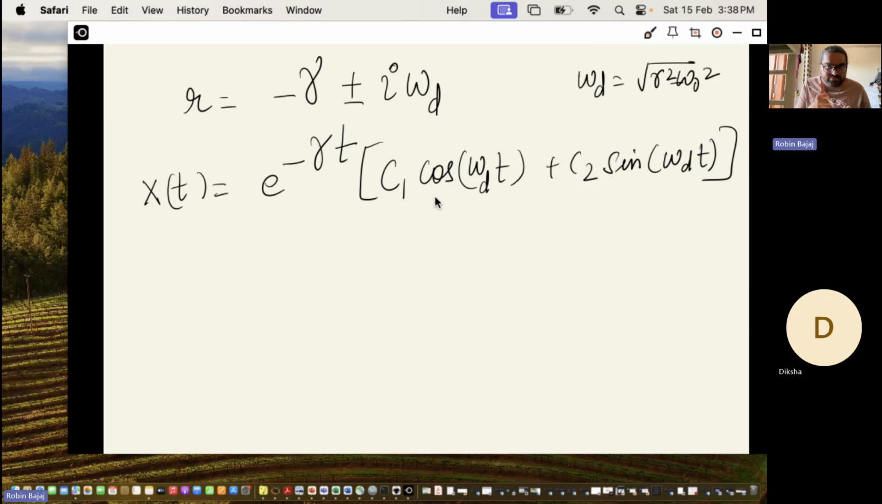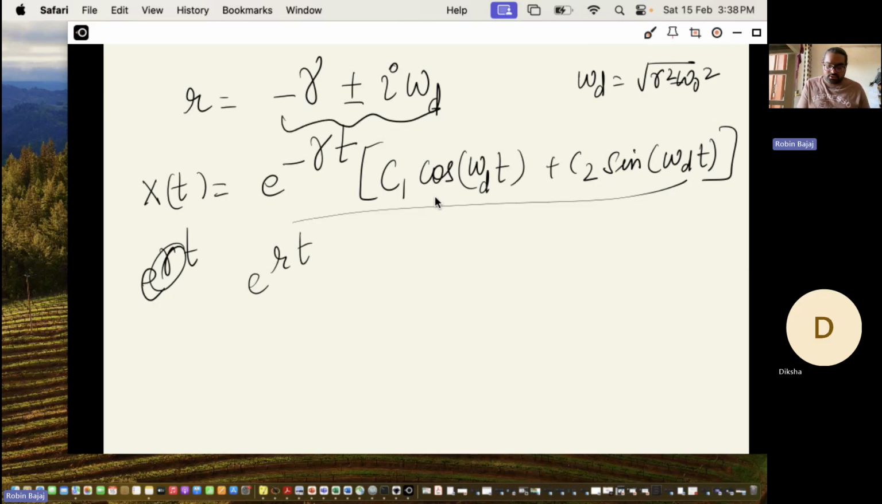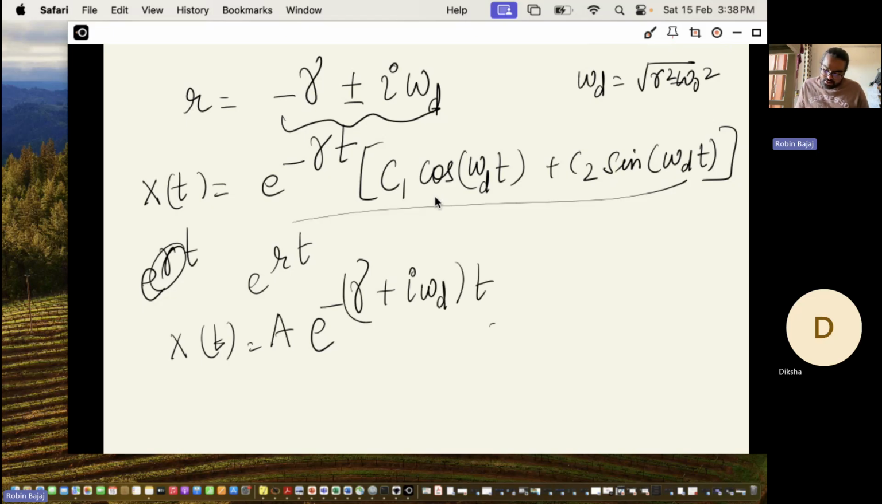Let me just clear it up to you why it went this way. Since we assumed the general solution e to the power rt, there are two solutions for r. One is minus gamma plus iota omega d. The other is minus gamma minus iota omega d. So I will write it as a linear combination: e to the power minus gamma plus iota omega d times t times a, plus b e to the power minus gamma minus iota omega d t.